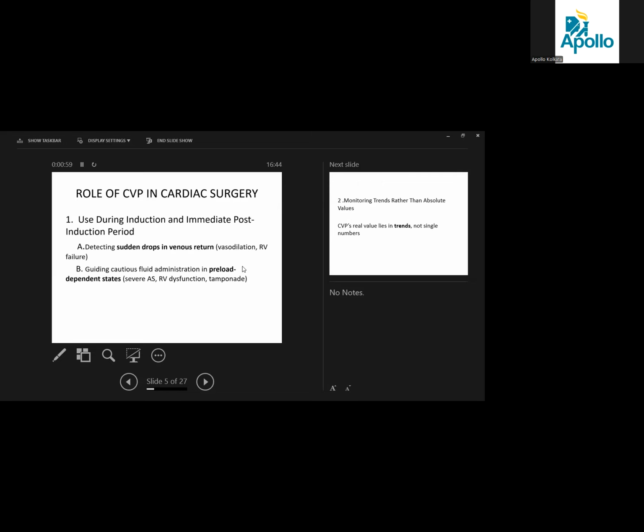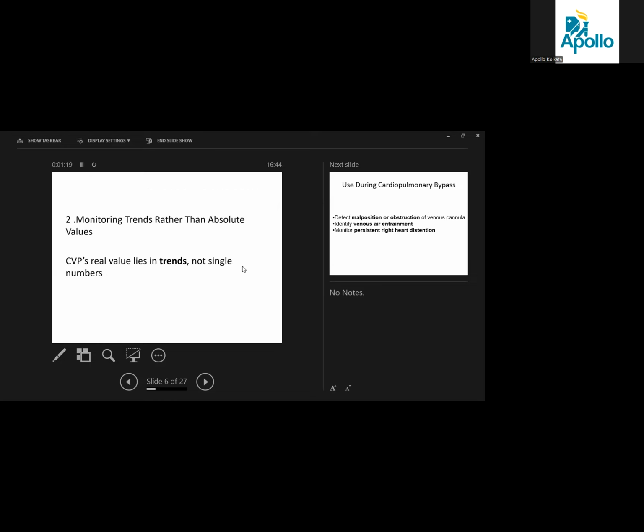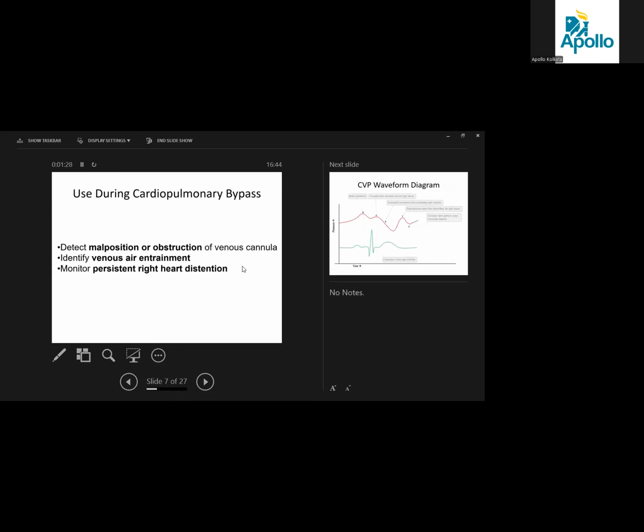Now, what is the role of CVP in cardiac surgery? Firstly, it is used during induction and the immediate post-induction period for detecting a sudden drop in venous return that is associated with vasodilation and RV failure. It is also used for guiding cautious fluid administration in preload-dependent states, and for monitoring trends rather than the absolute value. That is, the real value of CVP lies in its trend and not the single digit number.